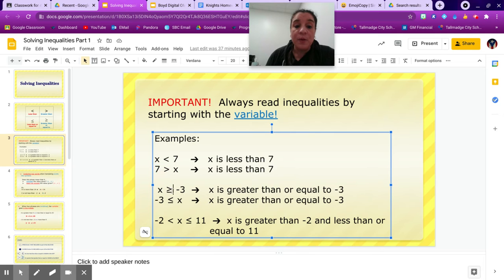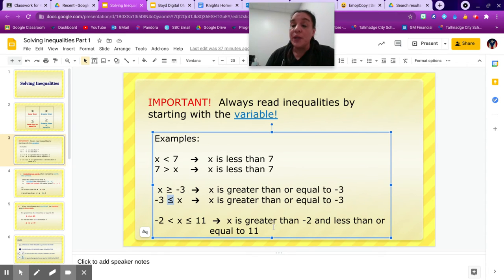The next example, x is greater than or equal to -3. That would be the same if I read the variable first on this problem. X is greater than or equal to -3. All right, so it's very important that you find the variable first and then you read the inequality. Sometimes we might even have to read right to left instead of left to right if they're flipped, okay?